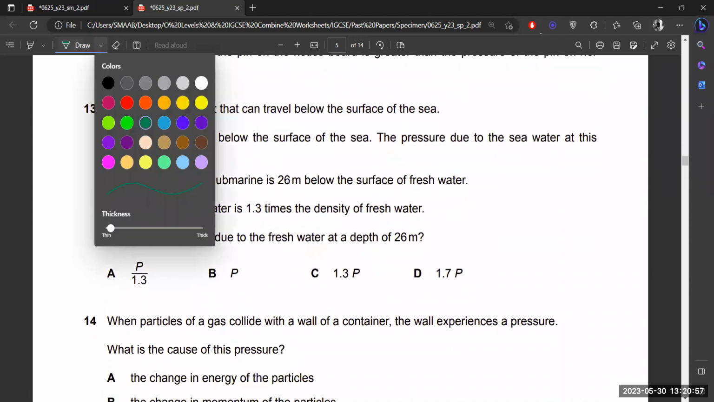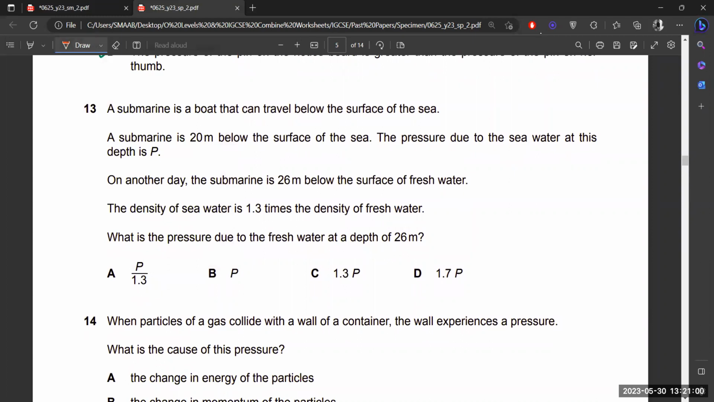Okay, question number 13. A submarine is a boat that can travel below the surface of the sea. A submarine is 20 meters below the surface of the sea. The pressure due to the sea water at this depth is P. So this is the depth for sea water. On another day, the submarine is 26 meters below the surface of fresh water. So basically, this is the depth for fresh water.